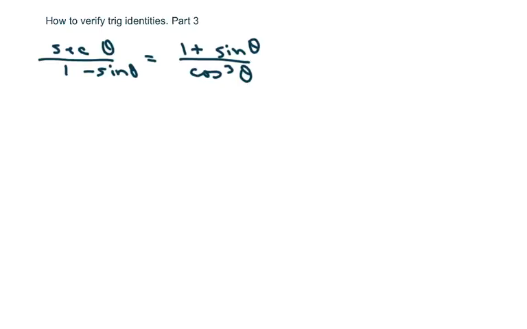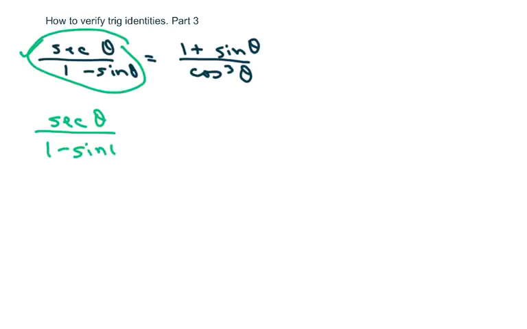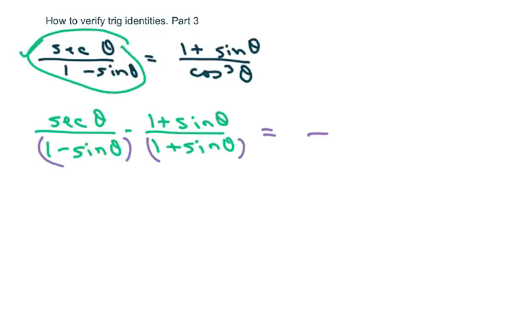This is part 3. What I'm going to do is multiply this here by the conjugate of the denominator. So I have 1 minus sine of theta, and I'm going to multiply the numerator and denominator by 1 plus sine of theta. The reason I'm doing that is that the denominator is going to equal 1 minus sine squared of theta, which is cosine squared of theta.